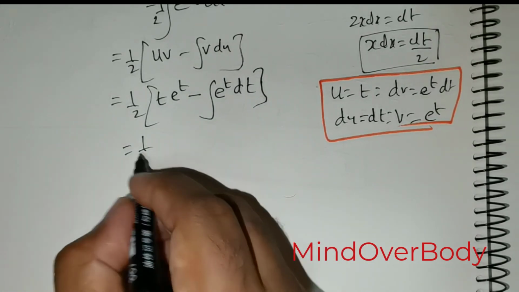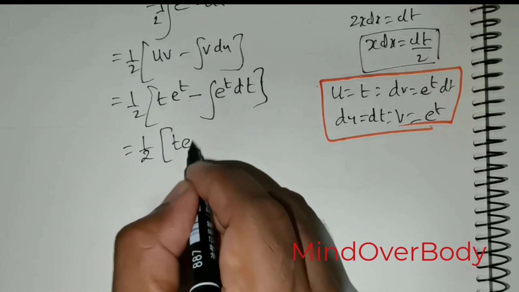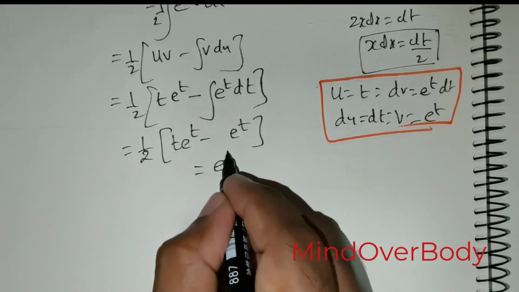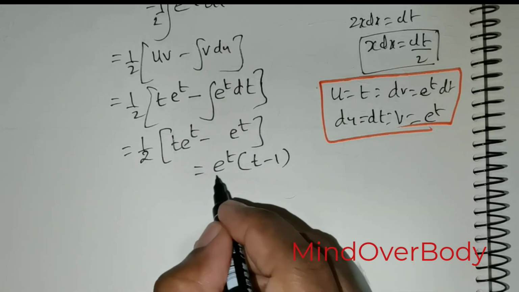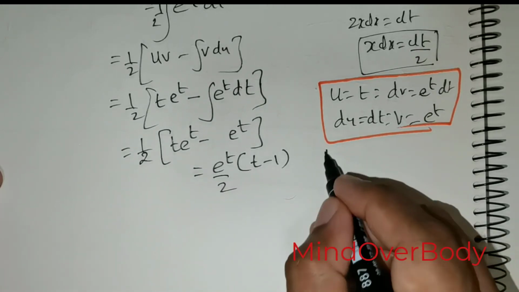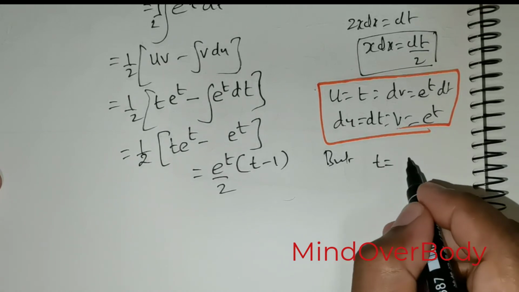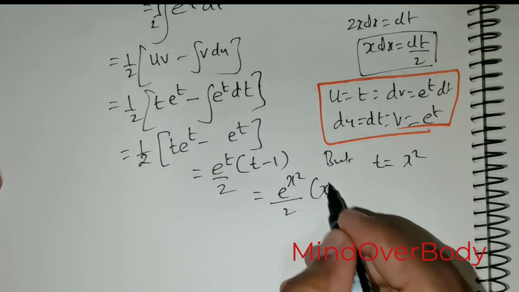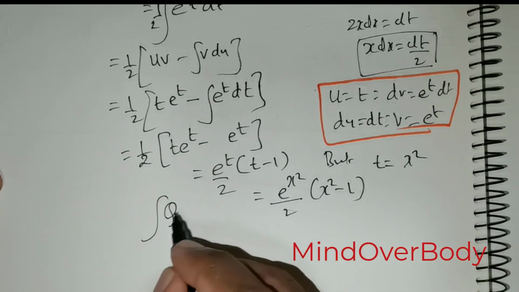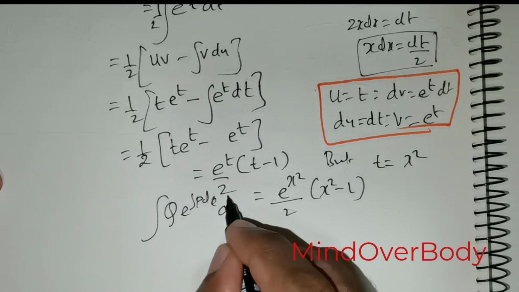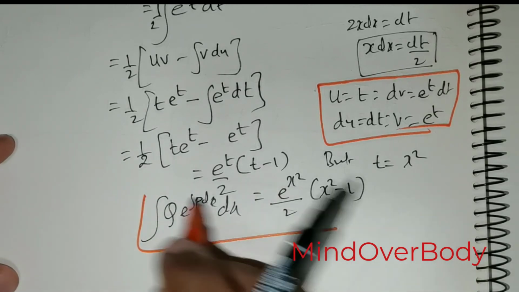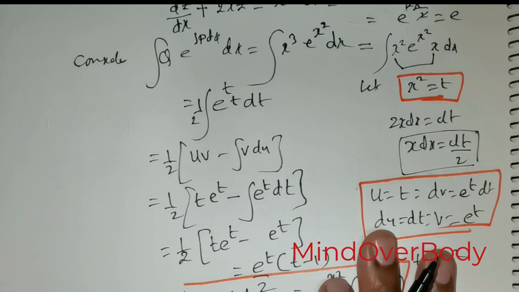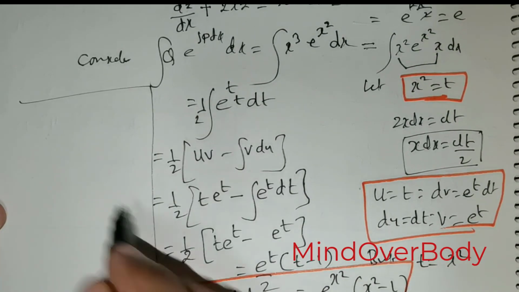This is 1 over 2 times t e raised to the power of t minus e raised to the power of t, which can be rewritten as e raised to the power of t times (t minus 1). Of course the 2 is over there, but my t is x squared, so this is going to be e raised to the power of x squared over 2 times (x squared minus 1). This is my integral of q times e raised to the power of integral p dx times dx. This is what I have got.